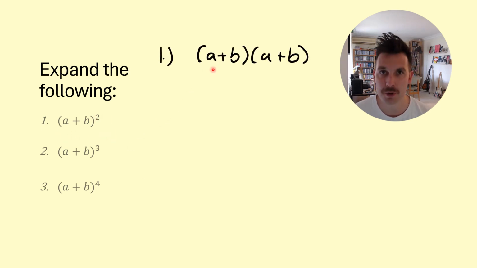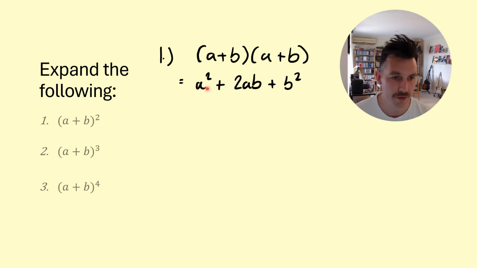Now, this is pretty cruisy. We can expand this by multiplying out. So we end up with a squared plus 2ab plus b squared. I don't think that's going to be too much of a drama for anyone.